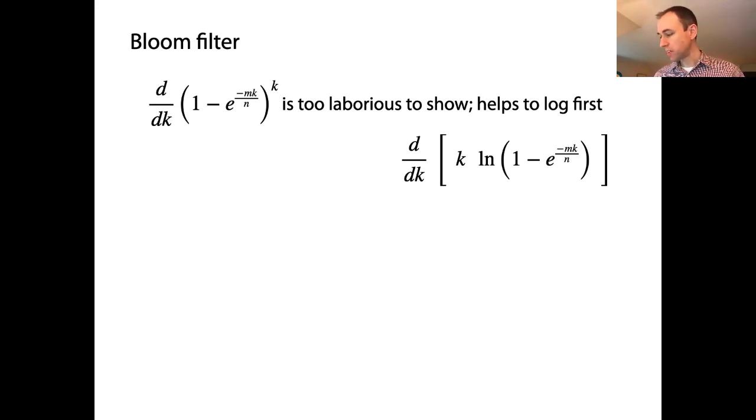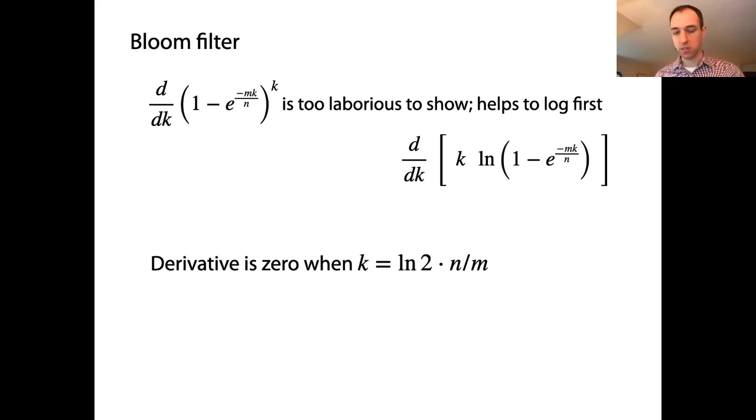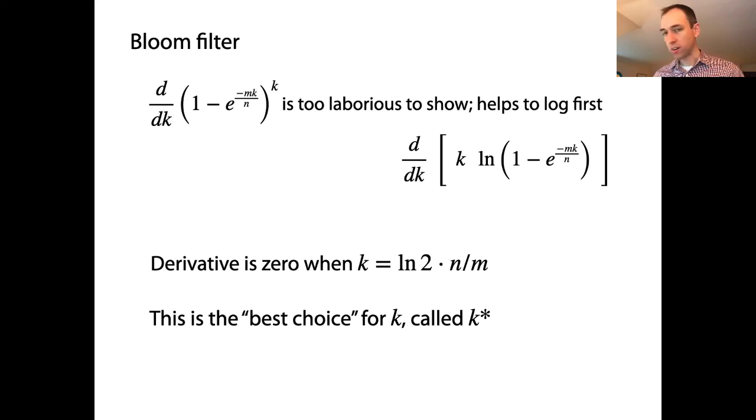But what you would find is that the derivative is 0 when k equals this quantity here, which involves n over m. That's actually the flip of the fraction that we were looking at before. So n over m, which is kind of like bits per item. Okay. And this is the ideal choice for k for that n and m. It's the best choice for k, called k star, given n over m. So as an example, let's just look at a picture.